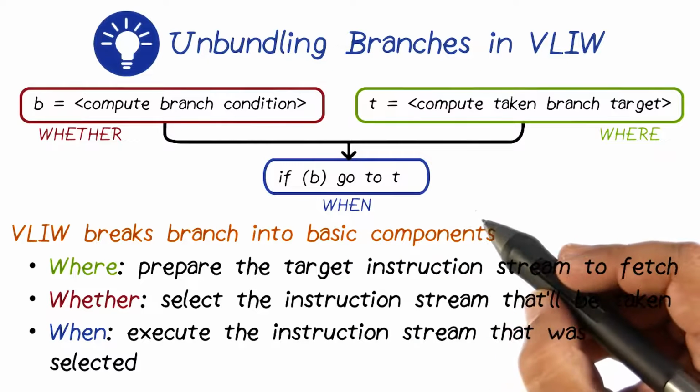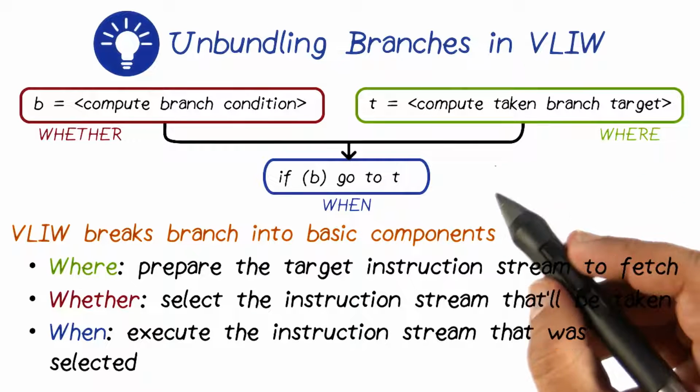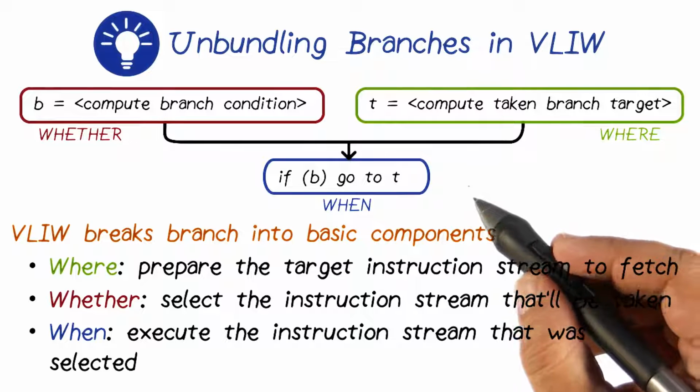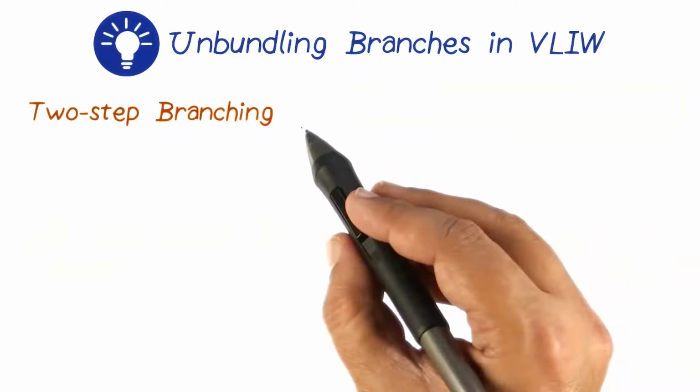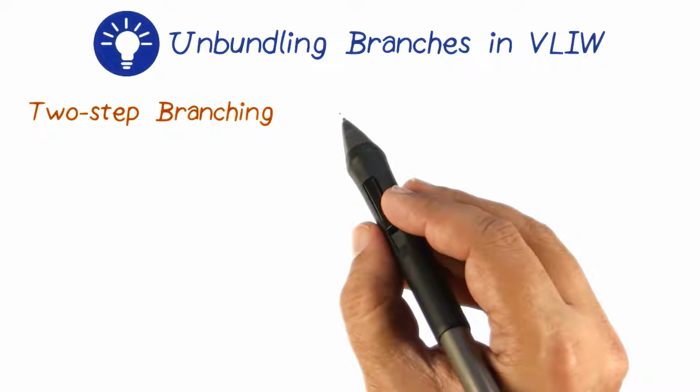So what is the advantage of breaking these three components into separate parts? We can adjust the fetching of the target instructions and prepare the instruction streams and so on in advance, minimizing those bubbles. Typically, the unbundling of branches in VLIW occurs in one of two ways.